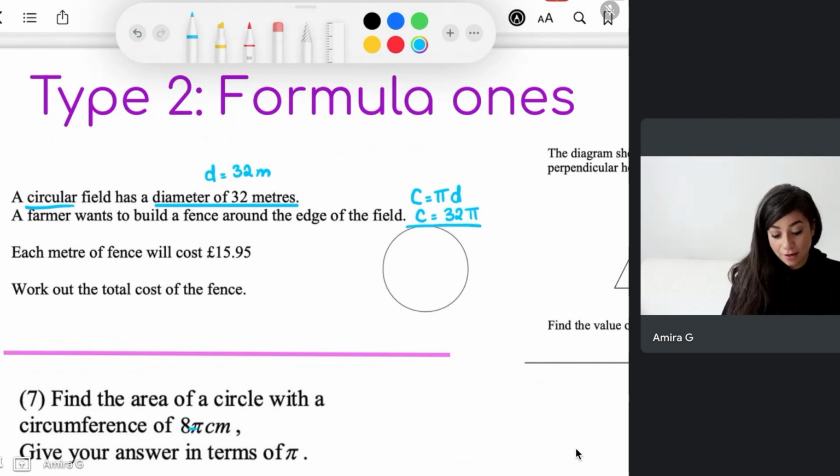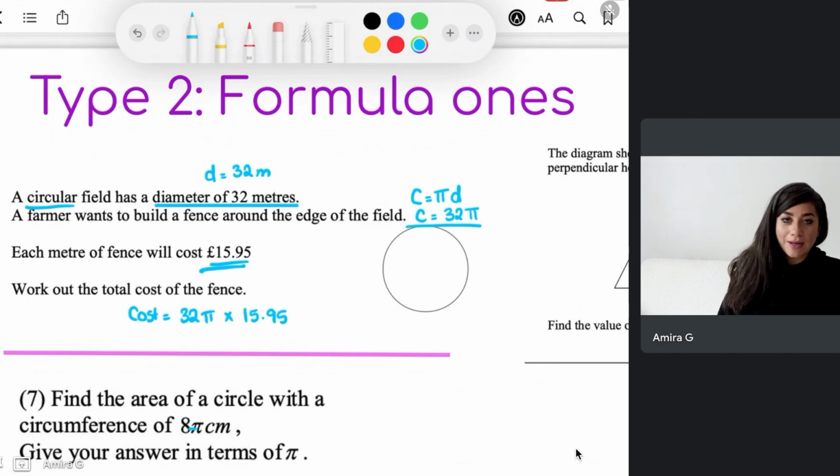Each meter of the fence will cost £15.95. So every single meter around that circumference is going to cost £15.95. What maths am I going to do? So it costs £1,603.47. Side note, if you're dealing with money, you round it to 2 decimal places, because money.